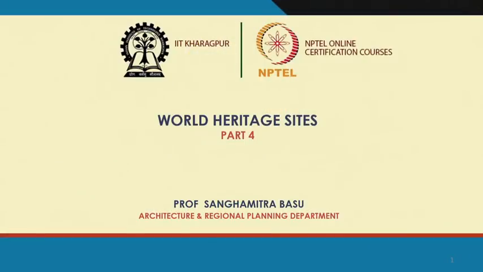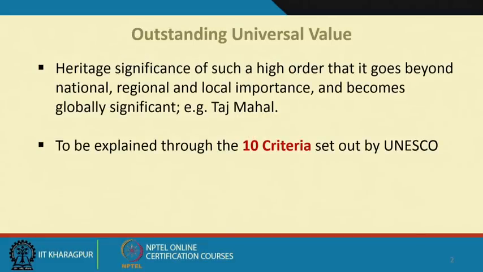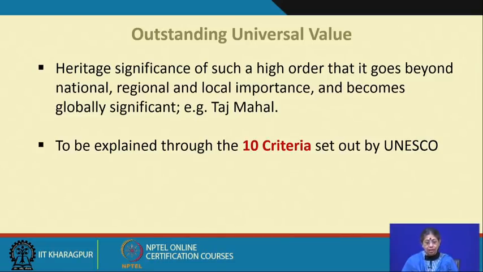Welcome to our next lecture. We are continuing with the World Heritage Sites, part 4. If you remember, last time we discussed the outstanding universal value, and we also discussed the 10 criteria that are considered by UNESCO for approving or accepting a site as a World Heritage Site.